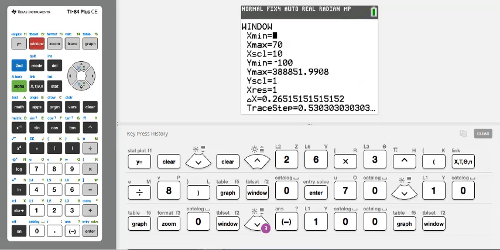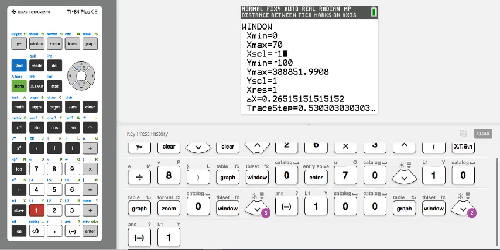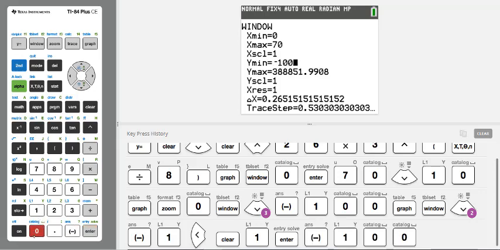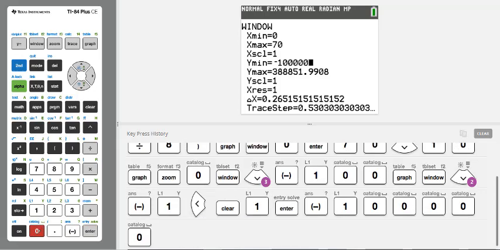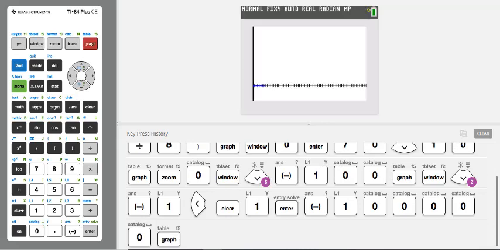Let me go back in. That is 388,851. So let's go minus 1. Uh-oh. Get on the right thing there. Clear 1, enter. Let's go negative 100,000. There we go. Graph. So it's showing me a little bit of the fourth quadrant there.